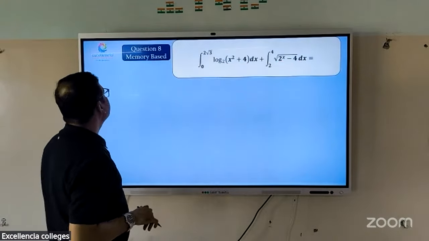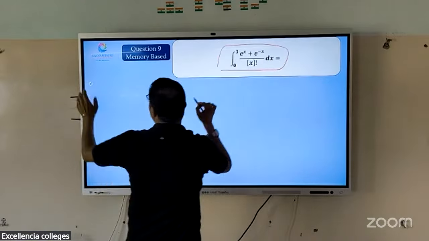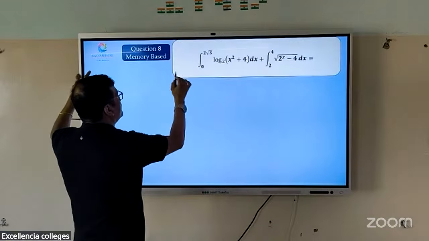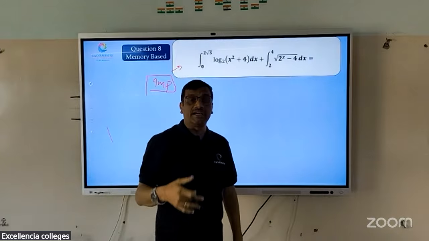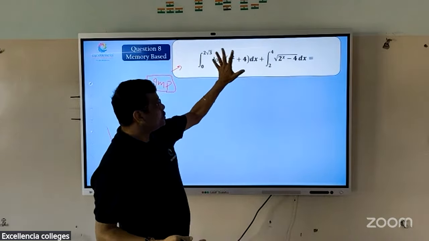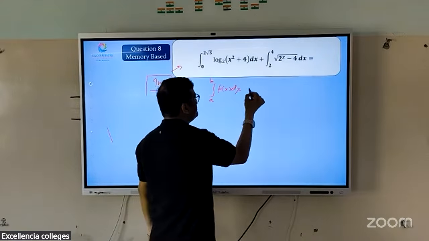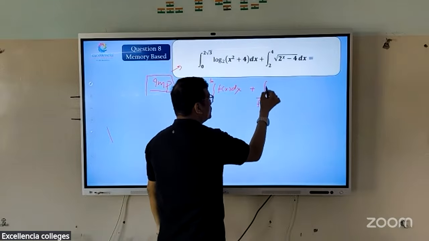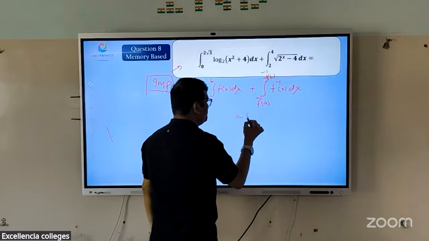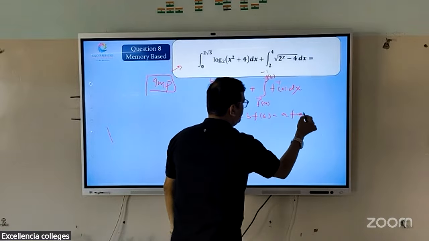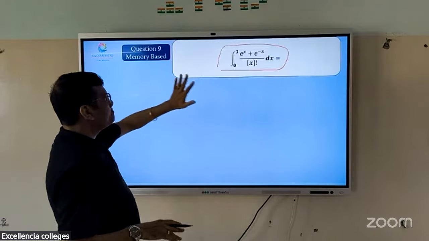Question number 9. This question is important. So the students who are attempting tomorrow, day after tomorrow, other exams, please go through the concept of integral a to b f of x dx plus integral f inverse a to f inverse b of f inverse x dx, which is equal to b f of b minus a f of a. Please go through it. Right? Simple question.